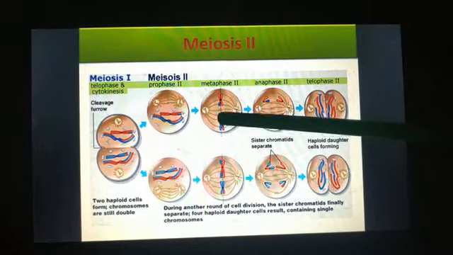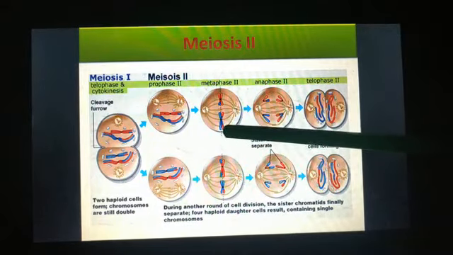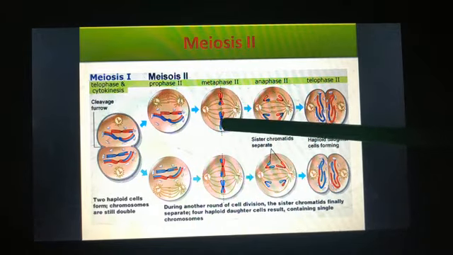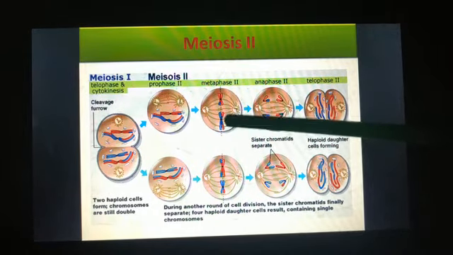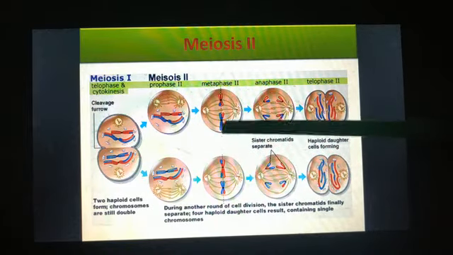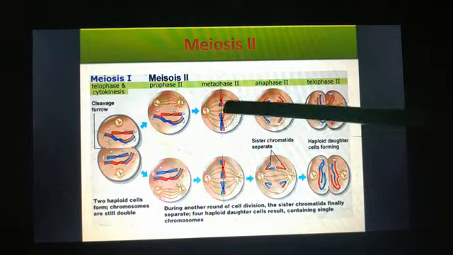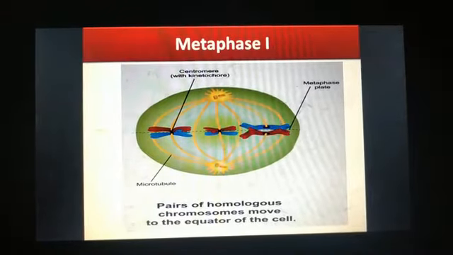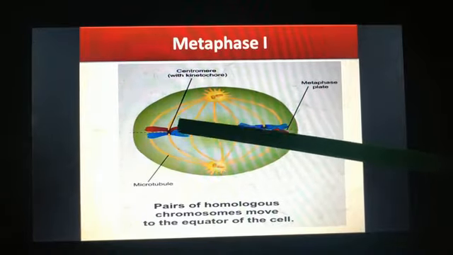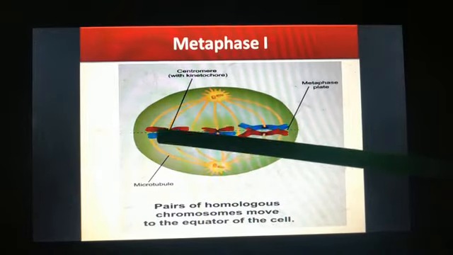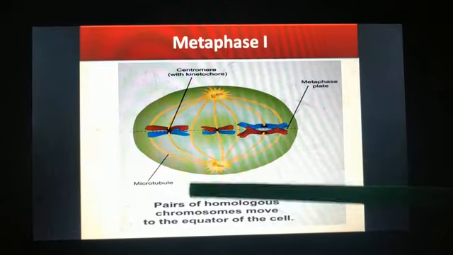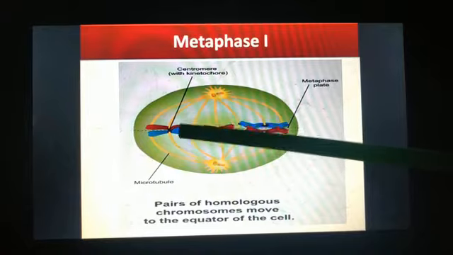In metaphase 2, we can see formation of a single metaphase plate. Since we have half the number of chromosomes, only a single set of metaphase will occur. But if you remember, in metaphase 1, we got two sets of metaphase plate, this red one set, and this blue one, another set, since they were pairs of homologous chromosomes.